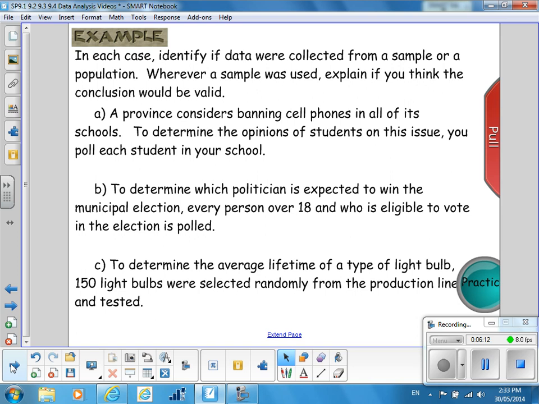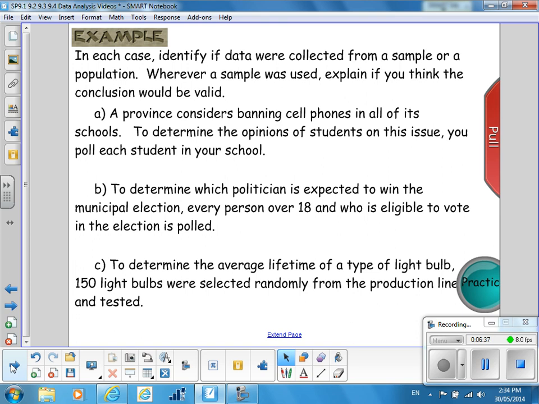There are still some communities in this province that do not have cell reception, and therefore those students won't have cell phones in the schools and probably really wouldn't care whether they were banned in the school. So you would really have to think about where you were located, and whether the students in your school are a good representation of students in the entire province.